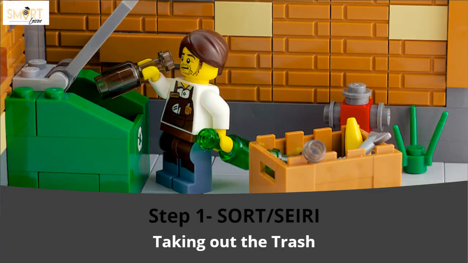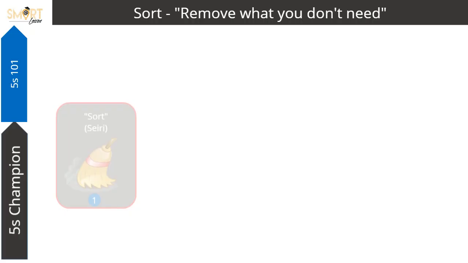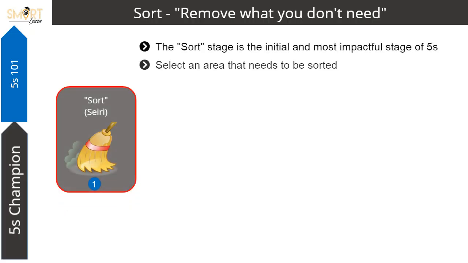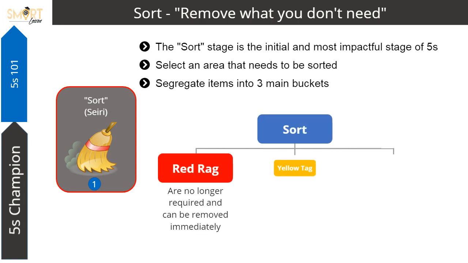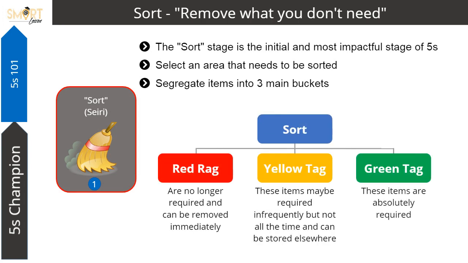Step 1. Sort, or seiri, taking out the trash. Sort. Remove what you don't need. The sort stage is the initial and most impactful stage of 5S. Start by selecting an area that needs to be sorted. Next, start segregating items into 3 main buckets.